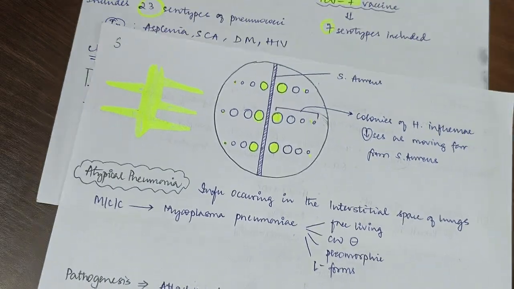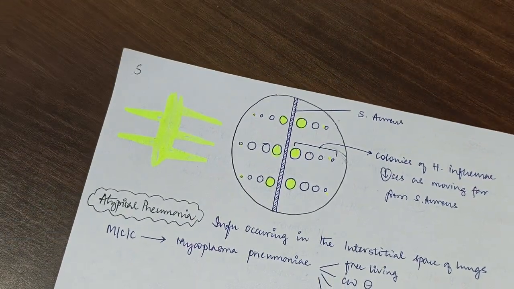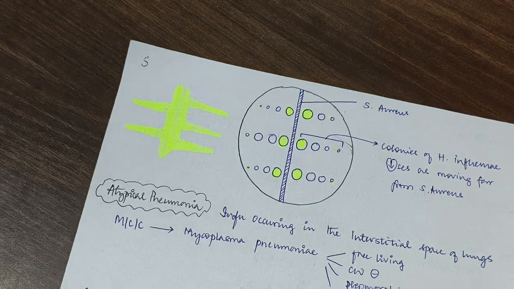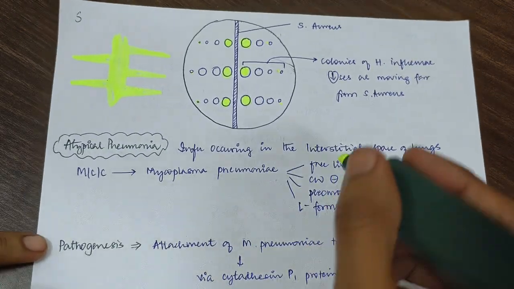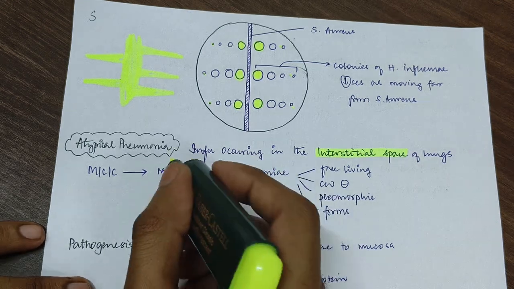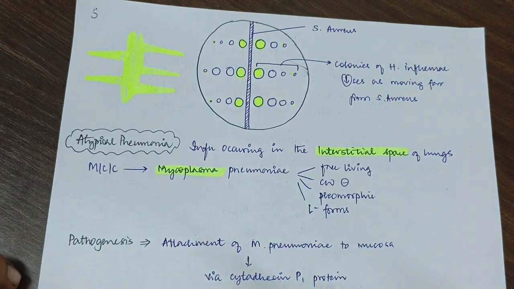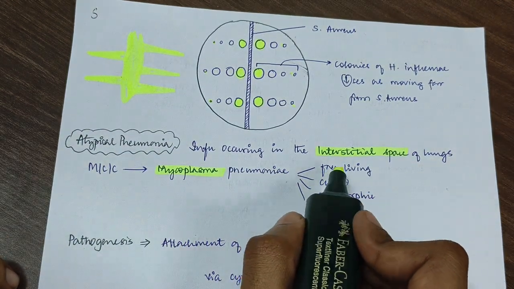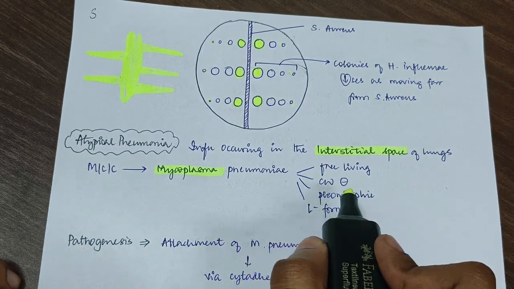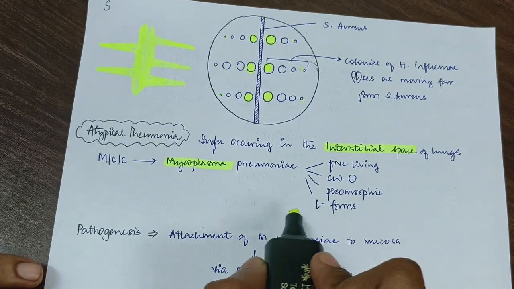Coming to atypical pneumonia. In atypical pneumonia, what you are going to appreciate is that basically the interstitium is affected, the interstitial space is affected. Coming to the most common cause, it is Mycoplasma. Mycoplasma is the most common cause. It is a free living organism. There is no cell wall, and it is pleomorphic, and it has L forms.